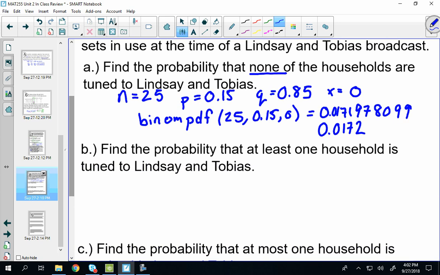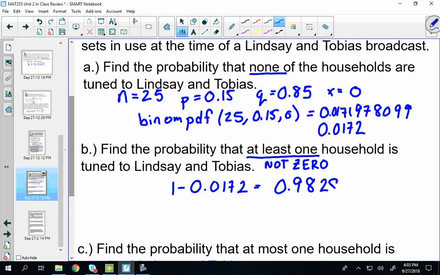We look at part B, it says find the probability that at least one household is tuned to Lindsay and Tobias. So this combines something we learned back in chapter 4 with our complement. At least one is the complement or the opposite of 0. So they're really just saying not 0. So we can use our answer from part A, because if we want the probability that it's not 0, we just do 1 minus the probability that it is 0. And that'll give us 0.9828.